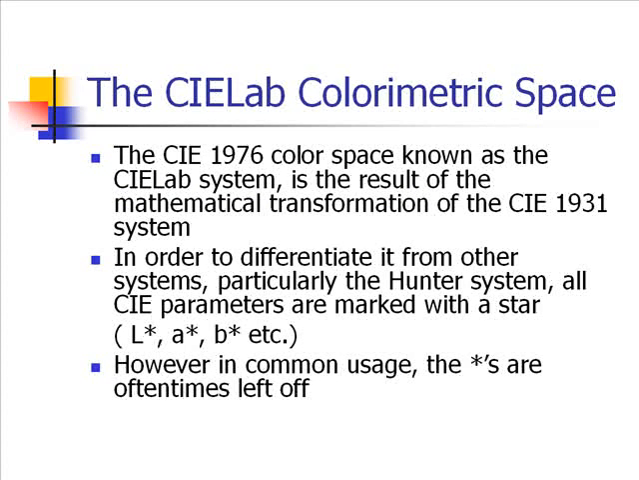So in 1976, a color space known as the CIELAB system is the result of the mathematical transformation of the 1931 system. In order to differentiate from other systems, particularly the Hunter system, all CIE parameters are marked with a star. Just a point of nomenclature and how things are identified. We see that the CIELAB numbers have this asterisk after them. And if you just see the numbers without the asterisk, technically that means Hunter Lab. There's the Hunter Lab system and there's the CIELAB system.